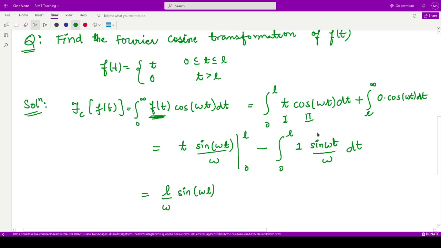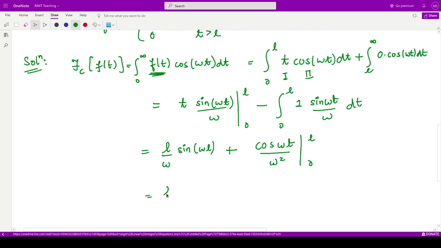And then what is the integration of sine omega t? It would be cos omega t divided by omega. So here minus and minus will become plus. So cos omega t divided by omega square, because 1 omega was already present. So here we would have L divided by omega sine of omega L, and here it would be 1 by omega square cos omega L minus cos of 0. Cos of 0 is 1.